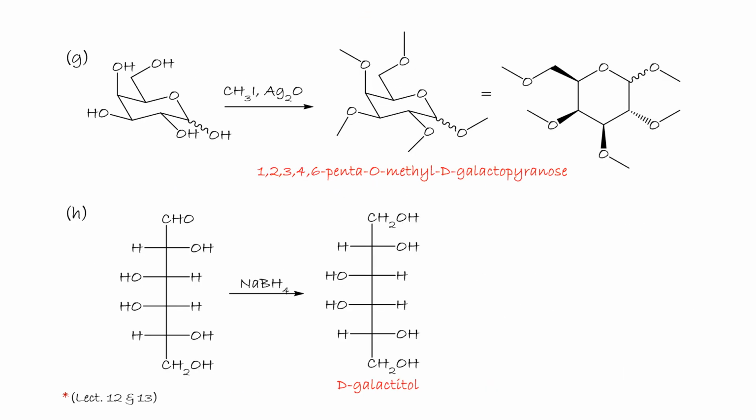When we treat D-galactose with methyl iodide and silver oxide, we methylate all the OHs with the formation of 1, 2, 3, 4, 6 penta-O-methyl D-galactopyranose. Treating D-galactose with sodium borohydride, again we reduce the aldehyde to primary alcohol and we get D-galactitol.